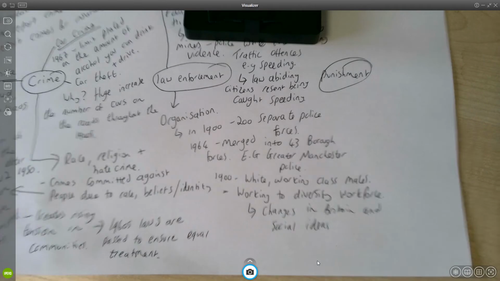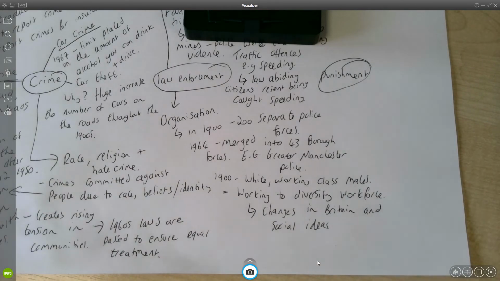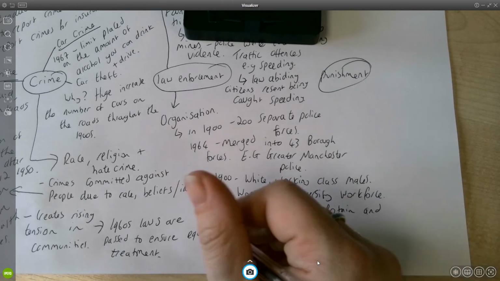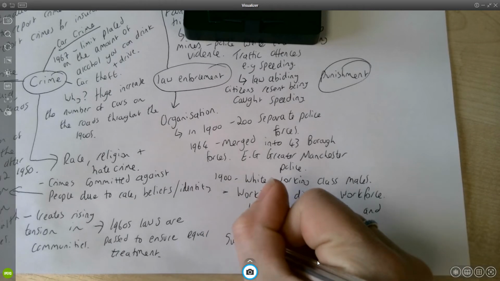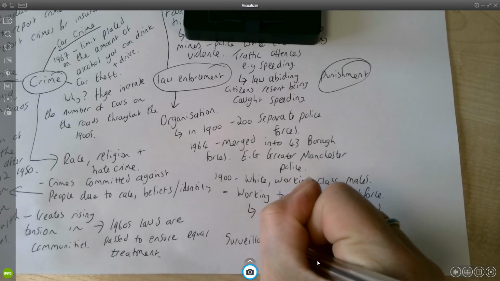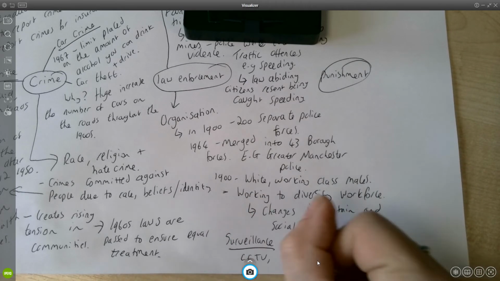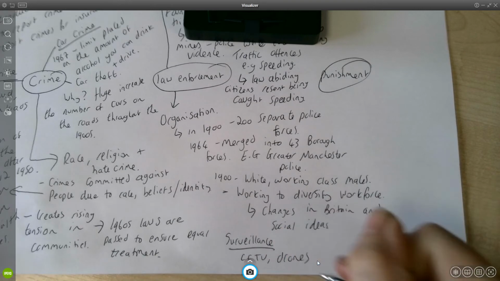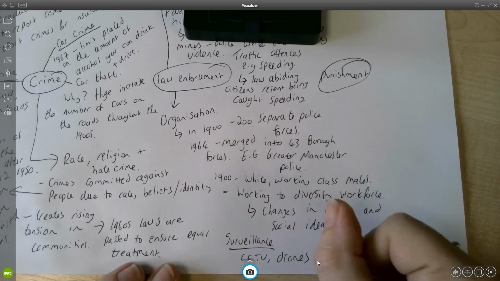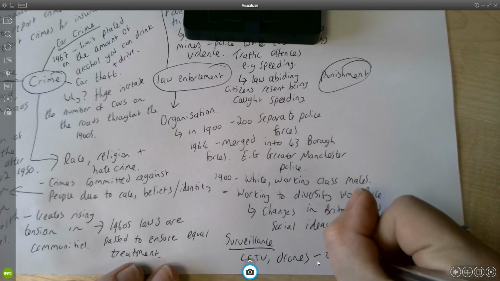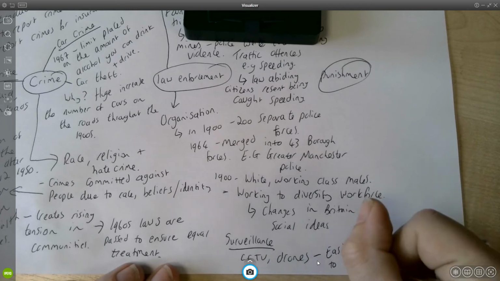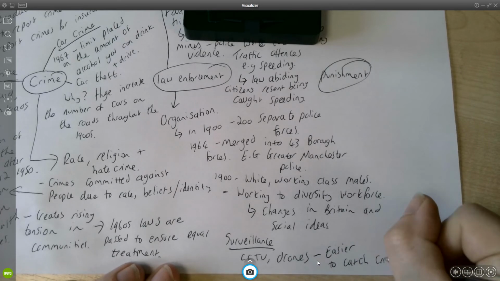There's also some changes in technology, such as the use of surveillance. So CCTV, drones. This makes it easier to catch criminals.